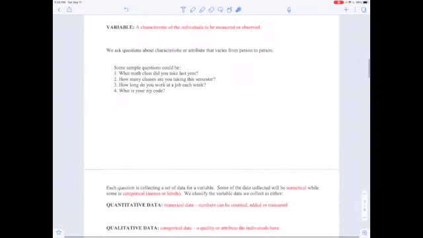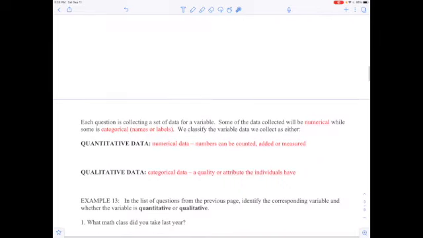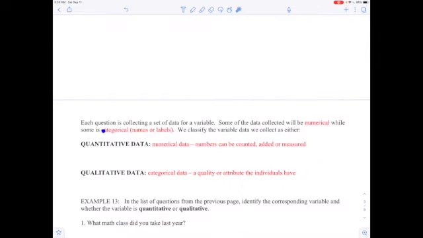So breaking down the variables, there's a couple things right here. Each question collects a set of data for a variable. Some of the data collected will be numerical, while some of it is categorical, a name or label. We classify the variable data we collect as either quantitative or qualitative. If you have quantitative, I'd like to make sure that you understand the N part, because that's going to be connected to numerical data.